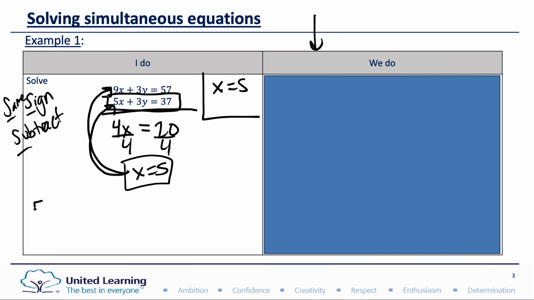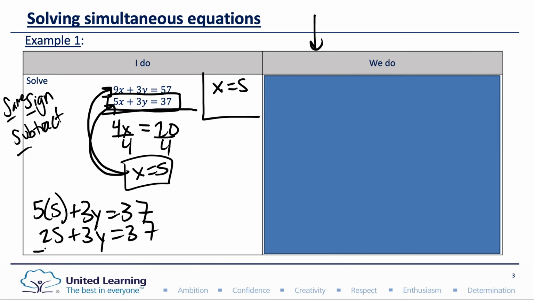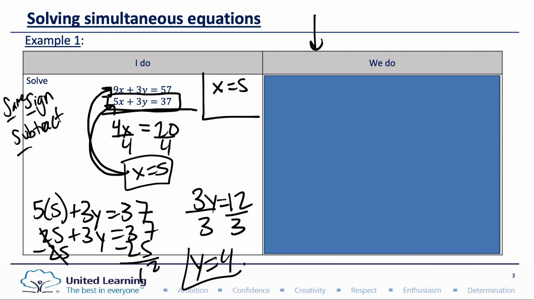In this case, 5 and 3 are smaller than 9 and 3, so I'm going for this one here. All right, so x is 5. So 5 times 5 plus 3y equals 37. 5 times 5 is 25, plus 3y equals 37. I'm going to subtract 25 from both sides. I'm left with 3y equals 37 minus 25 is 12. And then when you divide by 3, we end up getting y equals 4. So your solution for this simultaneous equation would be x is 5 and y is 4.